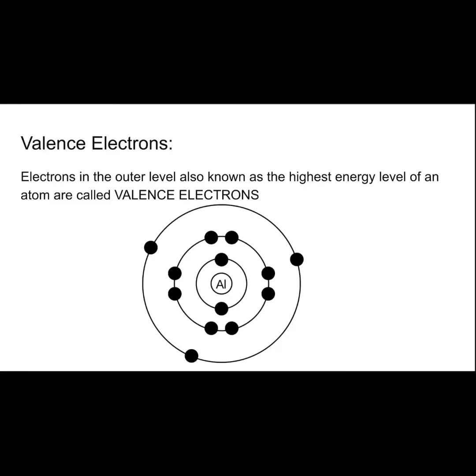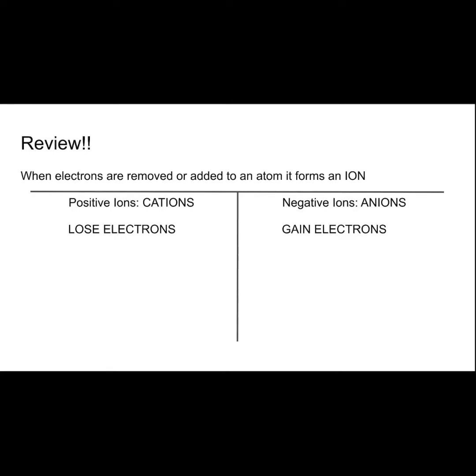So just a little bit of review. Remember that your electrons in the outer level, those have the highest energy level and they're called valence electrons. So those three outer electrons would be your valence electrons.